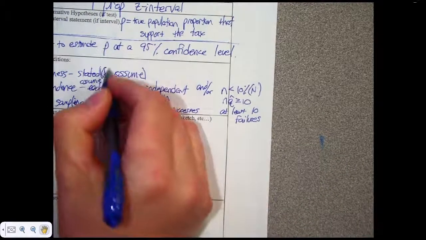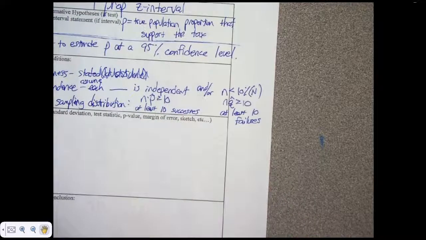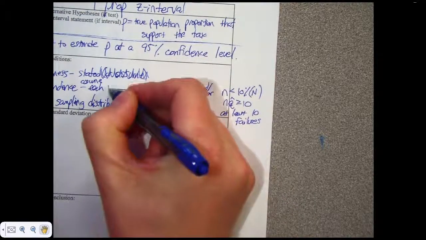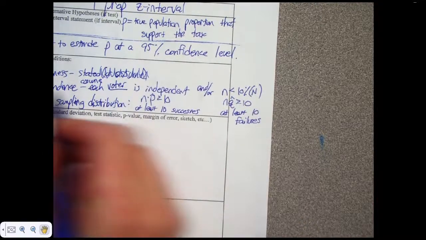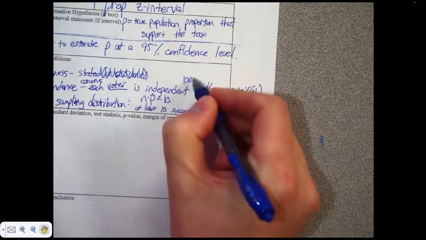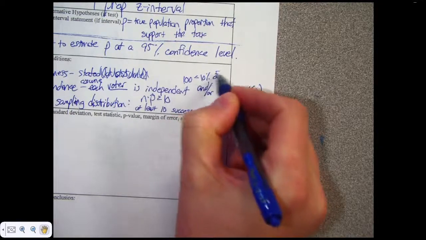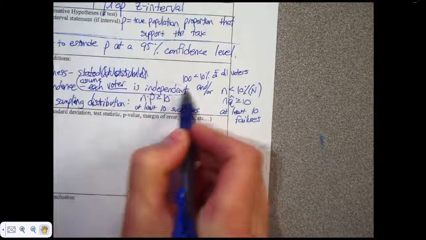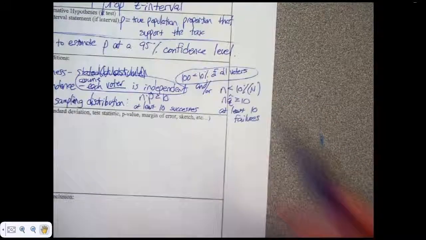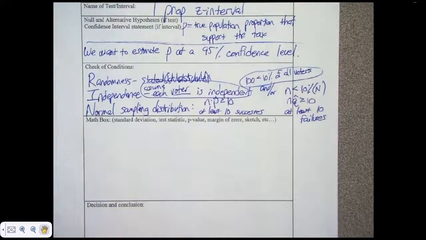Randomness is stated. I'm going to assume each voter is independent. And I also think 100 is less than 10% of all voters, so you don't need that. You need either assume each voter is independent or you need this: 100 is less than 10% of all voters. Sorry about that. I always want to do the template first, but every time I ask the class, they want to do an example problem first. So in my brain, I'm still doing this.